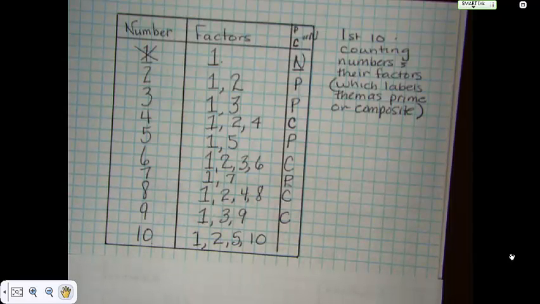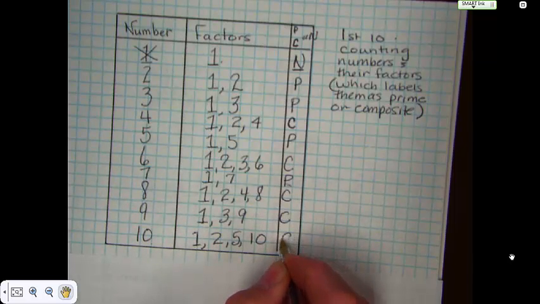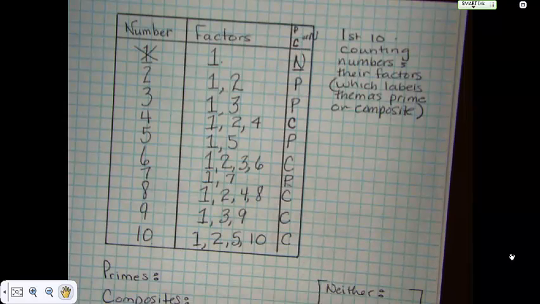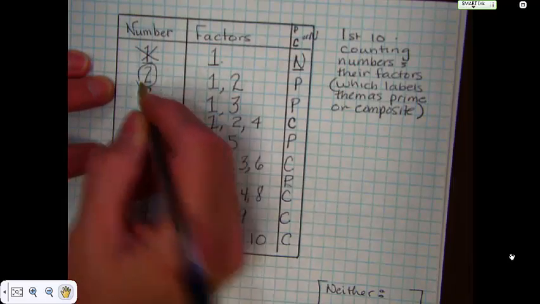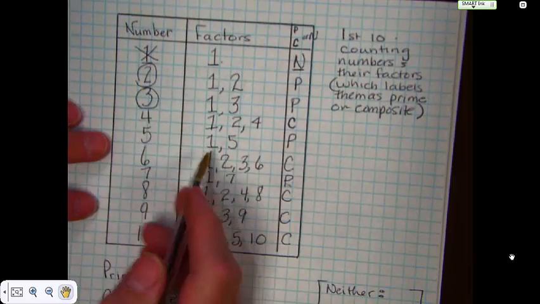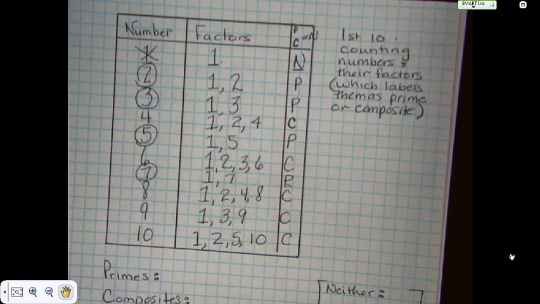And of course 10, 10's got 4 factors, 1 times 10 and 2 times 5, so it is definitely a composite. Now we're going to make a list. The primes fall into the category of, there we got 2, 3, 5, and 7, right? Those are the only primes. So we have 2, 3, 5, and 7, and that's between 1 and 10. Now you get past 10, there's more primes, of course.